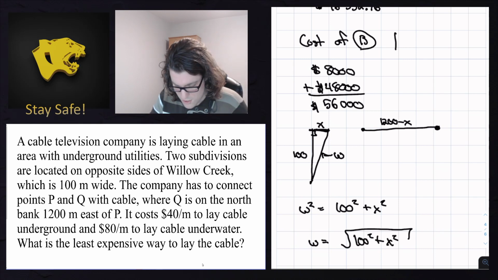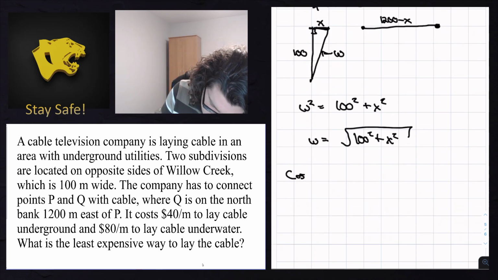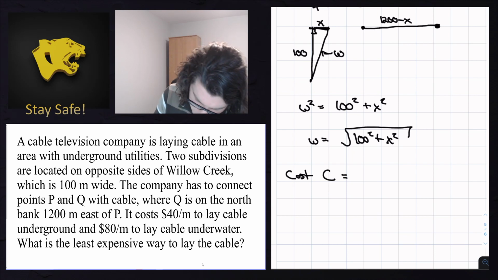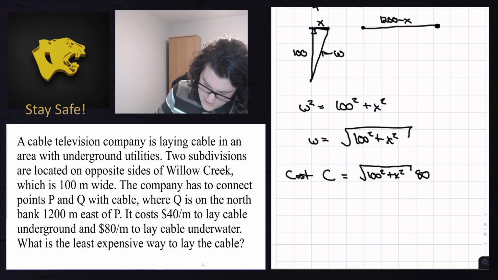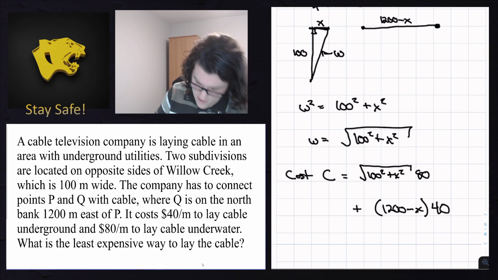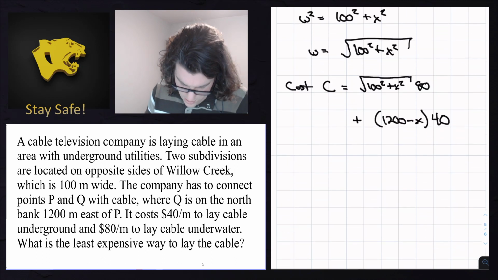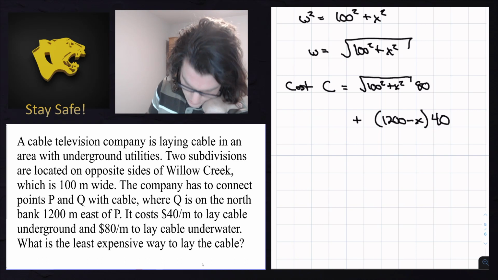All right, so total cost. Our cost by going this path, which I'm going to call C, is equal to the distance that we go underwater times the cost of the underwater, which is 80 per meter, plus the distance that we go underground times the cost of going underground, which is 40. All right, so I get to do a derivative, set it equal to 0, and solve for where that occurs.